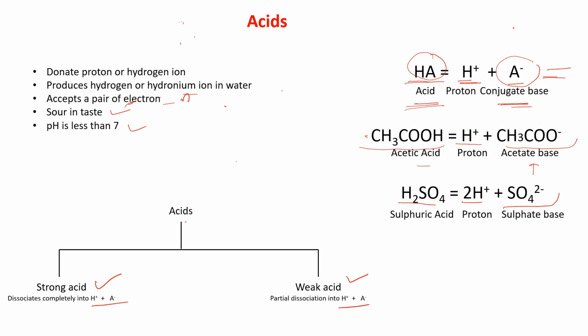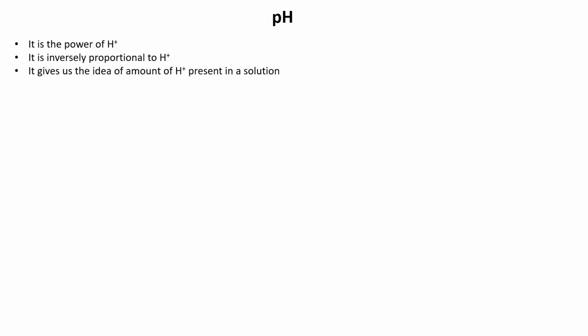Any acid that can dissociate completely into H plus and its conjugate base, that acid is known as strong acid. If the acid dissociates partially into H plus plus A minus, the acid is known as weak acid. What is pH? It is the power of H plus, or we can say it is inversely proportional to H plus. It also tells us how much amount of H plus is present in a solution. So we write pH as inversely proportional to H plus.